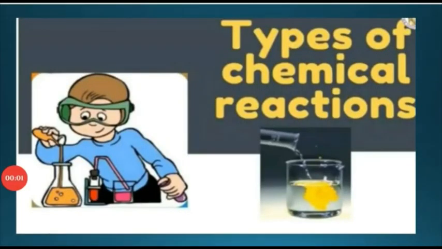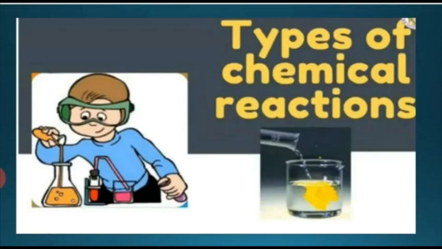So what is a chemical reaction? What is a chemical equation? How do we write the chemical equation, and what is meant by product and what is meant by reactant, and the symbols we have learnt, isn't it? Now we are going to see the types of chemical reactions.